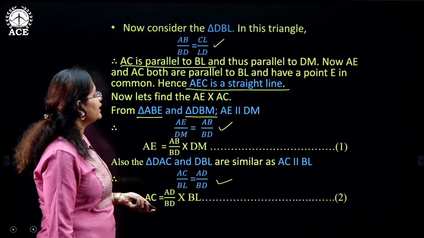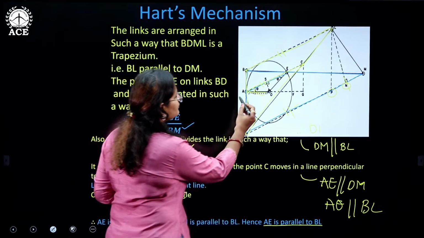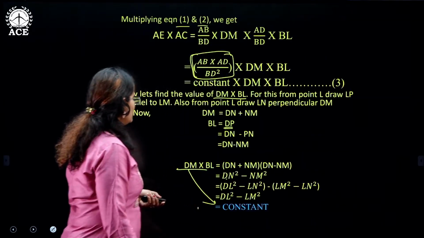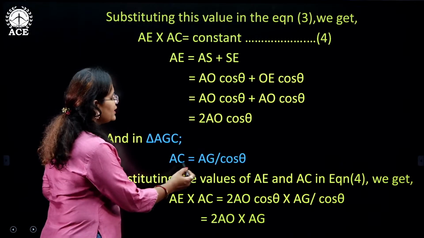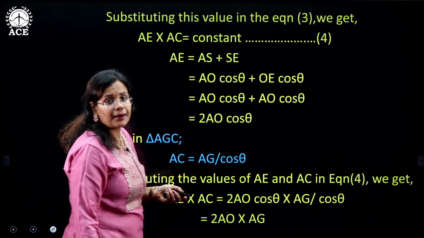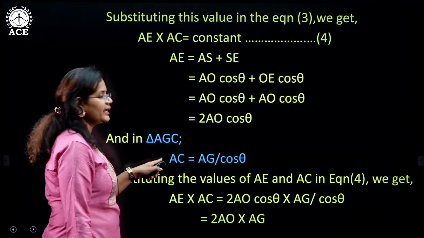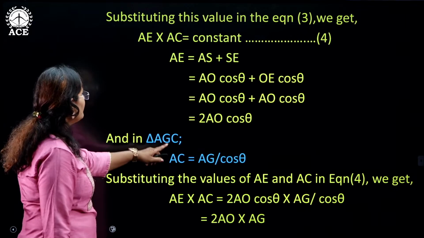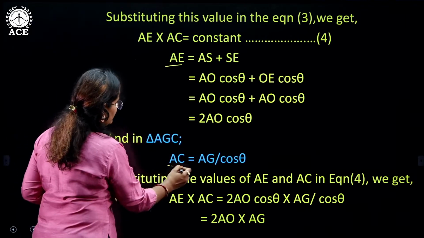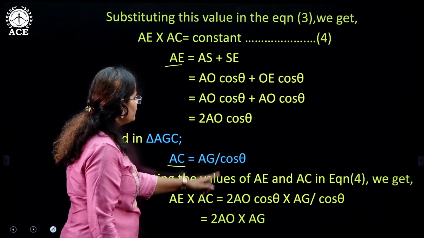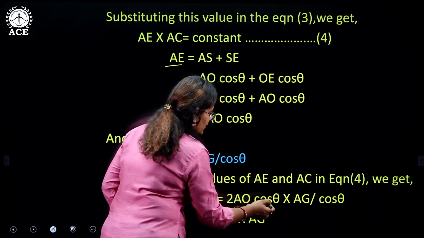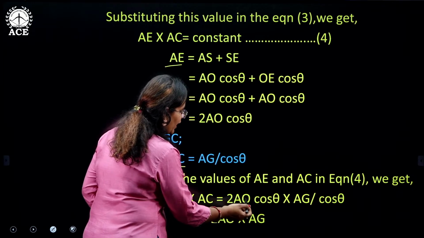Now in the triangle AGC, you can take this particular triangle AGC. We can see that AG is equal to AC cos theta, so AC is AG by cos theta. See, if I multiply AE and AC, AE into AC will give you 2AO cos theta into AG by cos theta. So cos theta and cos theta get cancelled. It is 2AO into AG.